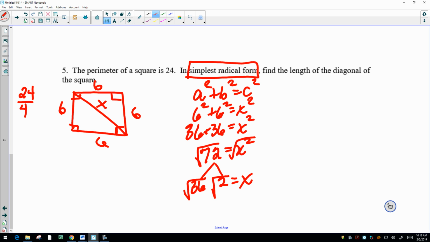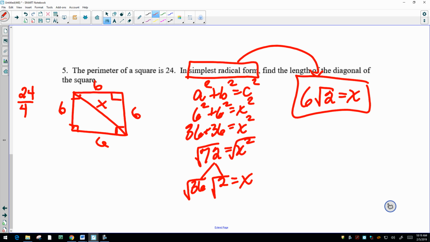And we know 36 is your perfect square. What's the square root of 36? So I can say 6 square root of 2 is equal to your diagonal length. So this is your simplest radical form. When it's saying find simplest radical form, that's what it is. Okay, that was fun.